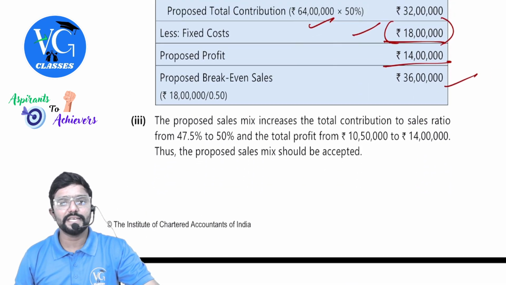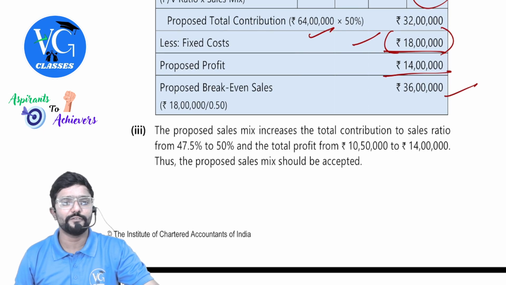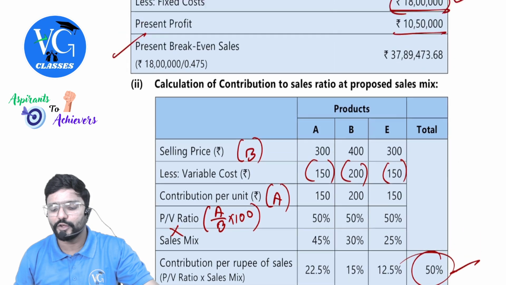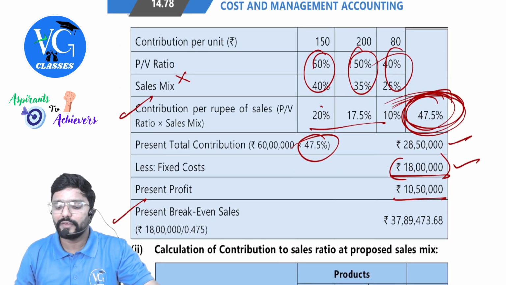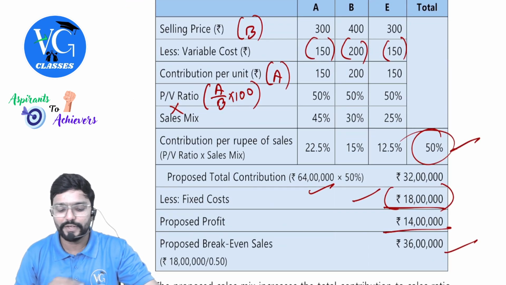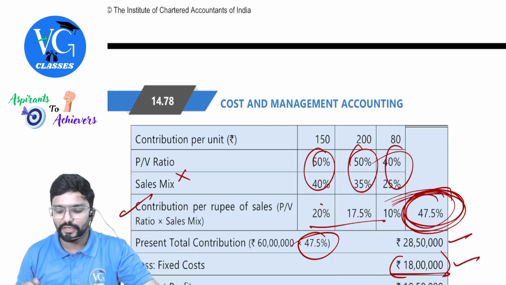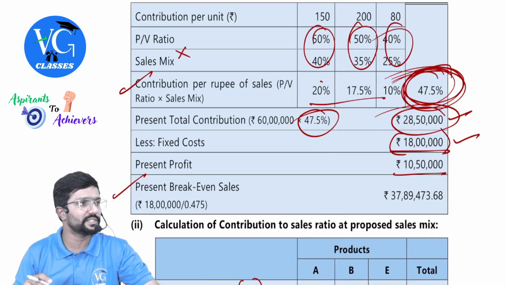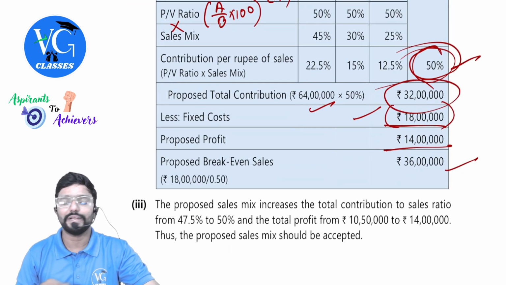The proposed sales mix increases the total contribution to sales ratio from... you can explain from that point of view also. Here how much was it? 47.5%. Here how much? 50%. You can also explain in amount terms. Here it is 28.50 lakh contribution, whereas here how much? 32 lakh.